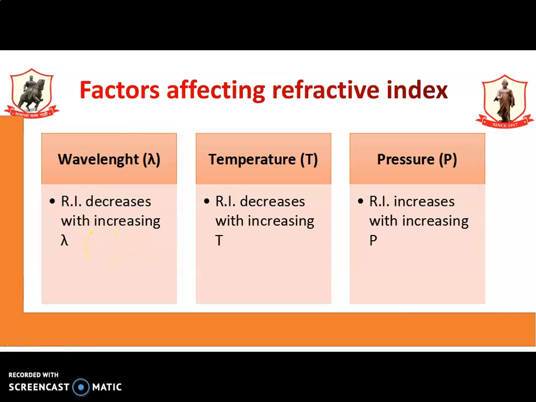The second factor is temperature. The refractive index of a liquid varies with temperature. This is due to the corresponding change in the density of the liquid. If the temperature increases by 1 degree Celsius, refractive index decreases by 0.0004 to 0.0005. The next factor which affects refractive index is pressure. The refractive index of a substance is directly proportional to pressure because of the corresponding increase in the density of the substance.